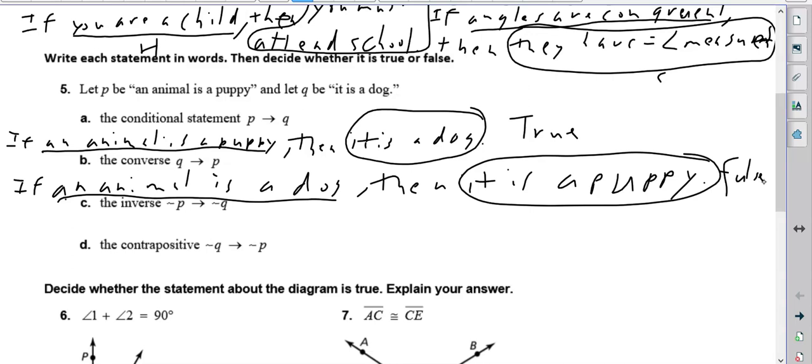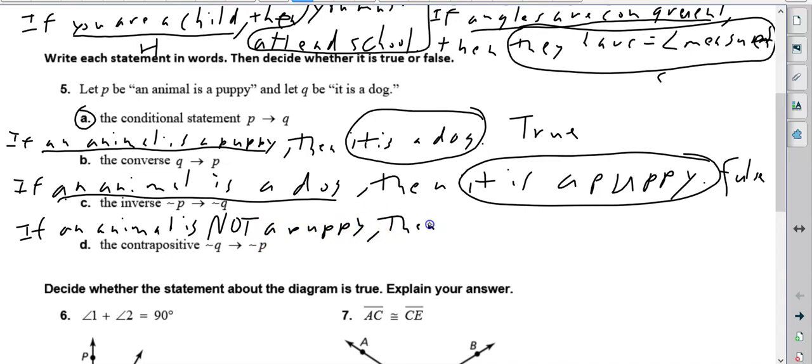All right, the inverse. So the inverse is where we take the original one right here, and we're just going to add not, that's what the tilde means, to both of them. So we're going to rewrite the first one, if an animal is a puppy, except we're going to say if an animal is not, now you don't have to write it all caps like that, I'm just stressing it. If an animal is not a puppy, then it is not a dog.